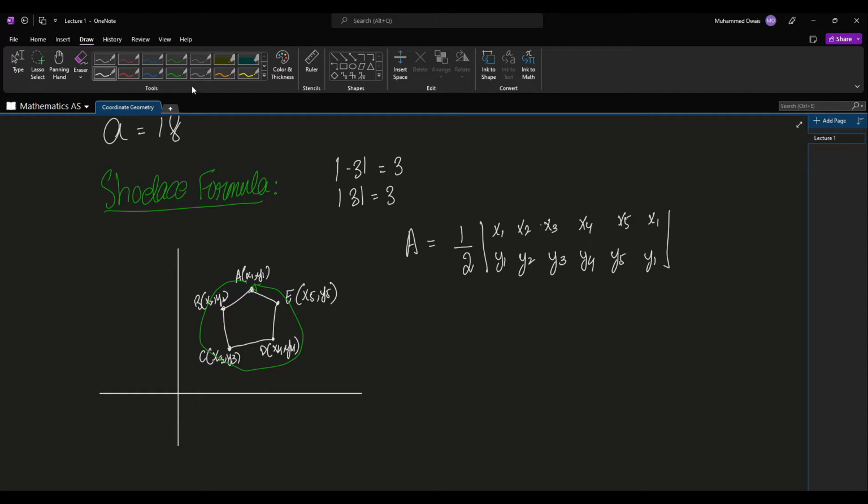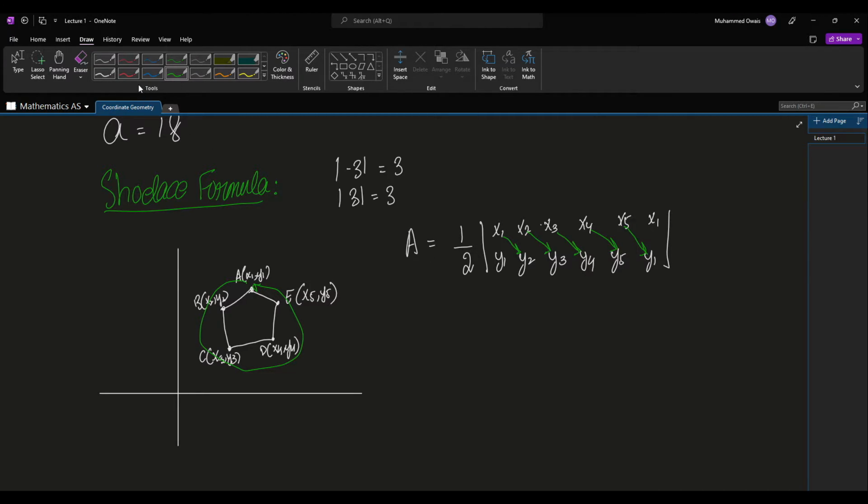Now then, how do we resolve this? We multiply all of these with the cross. What do I mean by that? Basically, anything that is diagonal like this. For example, diagonally to x1 is y2, so we say x1 multiplied by y2. Diagonal to x2 is y3, so we multiply this. Diagonal to x3 is y4, so we multiply this. Diagonal to x4 is y5, so we multiply this, and diagonal to x5 is y1.